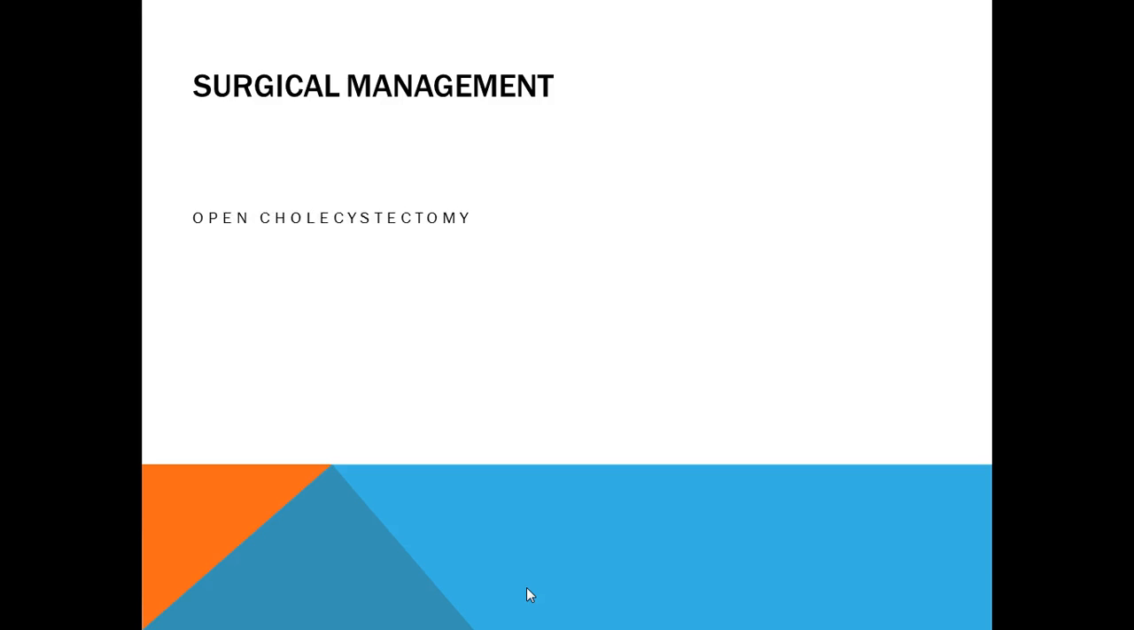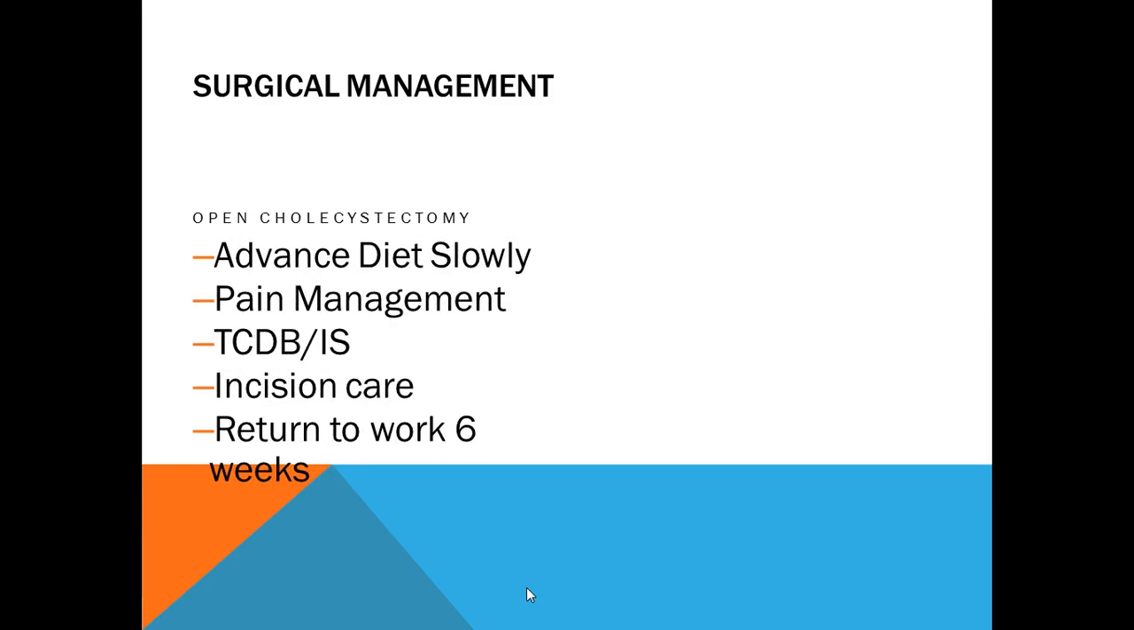Finally, surgical management. We can have an open cholecystectomy, where there's a large incision made across the chest. We want to advance the diet slowly. Pain management is an issue. Turn, cough, and deep breathe with the incentive spirometer. We've cut all of their accessory muscles that they use to breathe, so we need to decrease the potential for them to get hospital-acquired pneumonia. They'll have incision care. They'll have a large incision with staples. We want to teach them signs and symptoms of infection and when to return to the physician for testing. They'll also return to work in about 6 weeks.